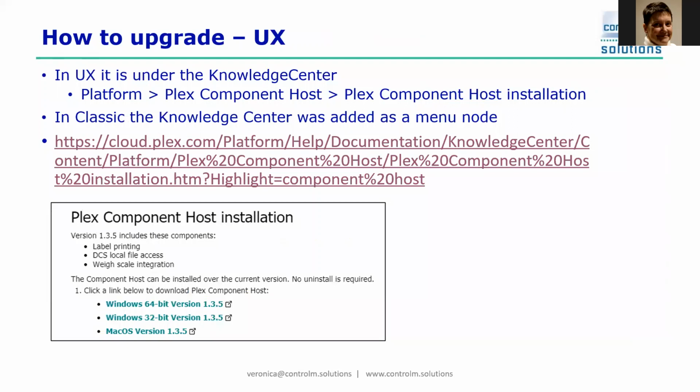Another method is to use the Knowledge Center. Everyone in either Classic or UX can access the Knowledge Center through Plex, or you can use this URL to go there directly. Choose the host version depending on the operating system of your computer, and it will download. Click on it to load. Choose typical install. If you customize this, you'll need to do a manual update when the next version of the component host is released. Very important.